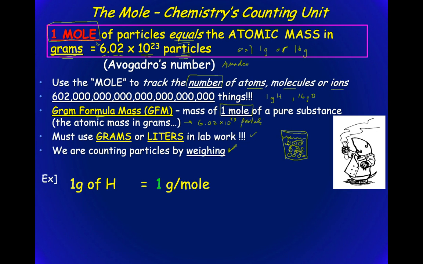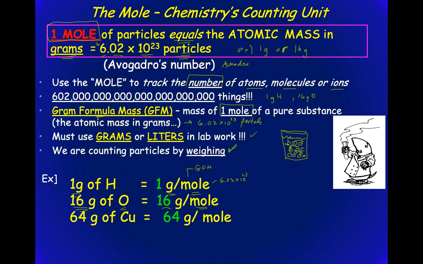So 1 gram of hydrogen would be 1 gram per mole. So again, this is the GFM unit. The unit is grams per mole. If you had 16 grams of oxygen, you had 16 grams for every mole. Again, a mole is 6.02 times 10 to the 23rd. So this is the unit for the GFM. If you had 64 grams of copper, that's 64 grams per mole, again, per 1 mole. And these numbers are from the periodic table. These would all have the same number of particles because you got them directly off the table. So that's what a mole is.